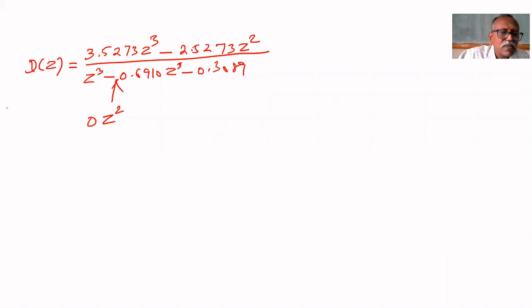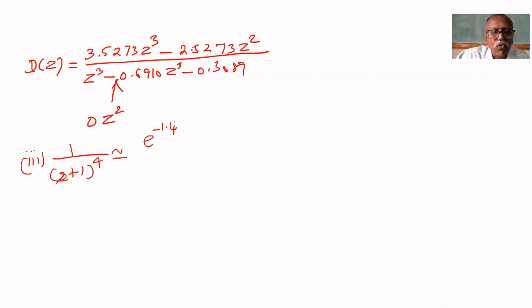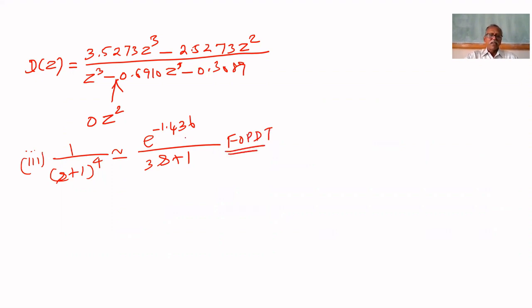What is that fourth order process? For that we have to design for 1 by s plus 1 to the power 4. That can be approximated as e power minus 1.436 s upon 3s plus 1. It is approximated as a first order plus dead time process. So if you find HGP of Z, you will get the same. That's why the controller will be the same as we got for the previous case, because that is the mathematical model for the given fourth order process.